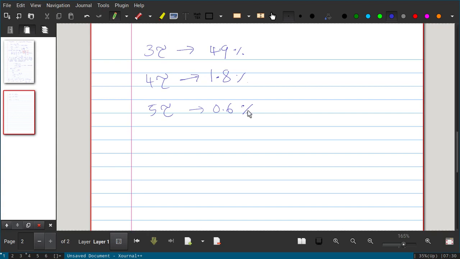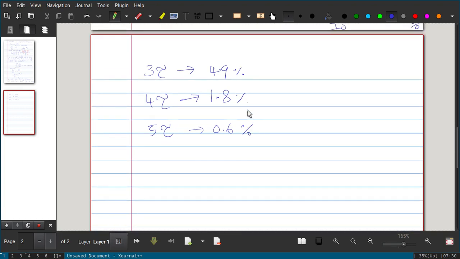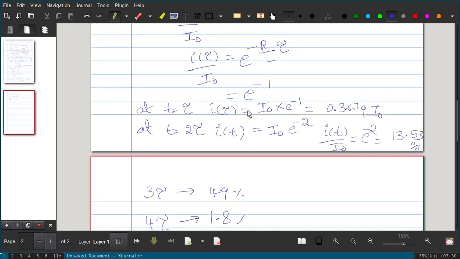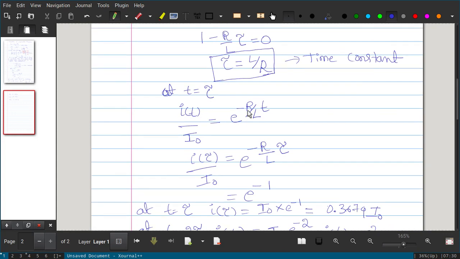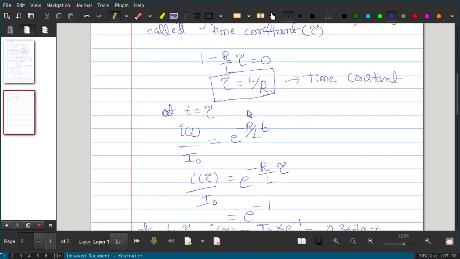So what we can tell, after 5 time constants, inductor current will be almost equal to 0. It's 0.6%. It reaches 0 at t equal to infinity, but we can tell after 5 time constants the inductor current is almost equal to 0. So this is the significance of tau, and how we derive it, and what is the value for tau in the source-free RL circuit. Tau is nothing but L by R.